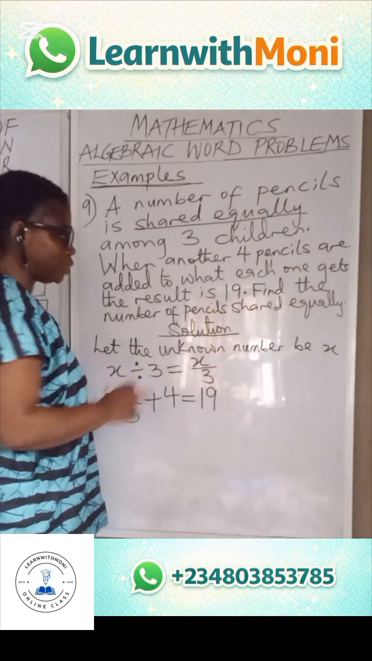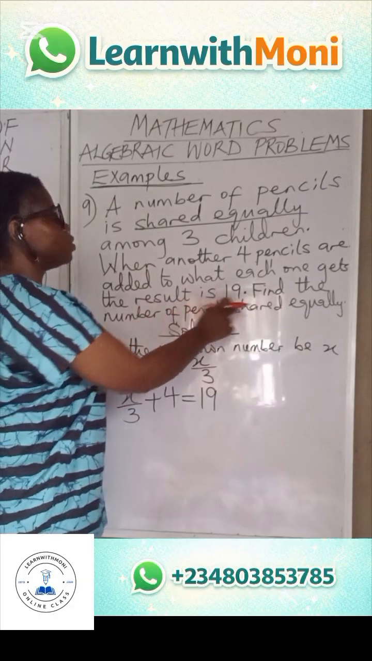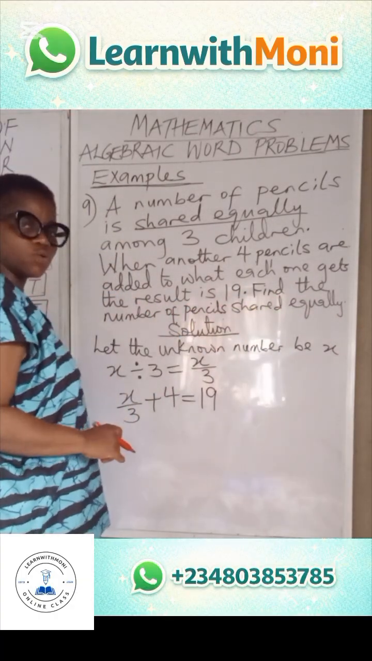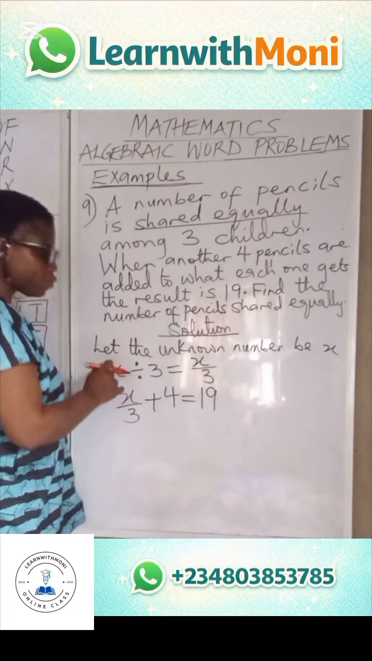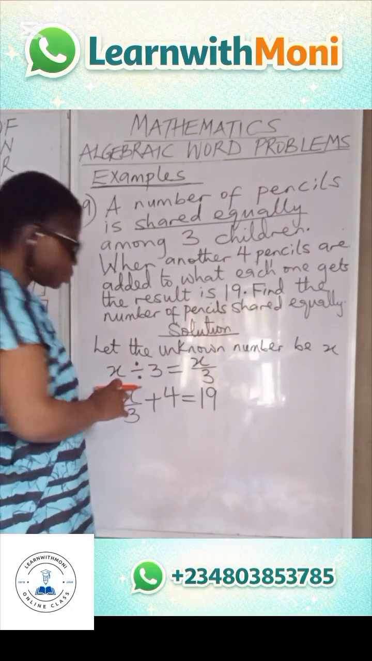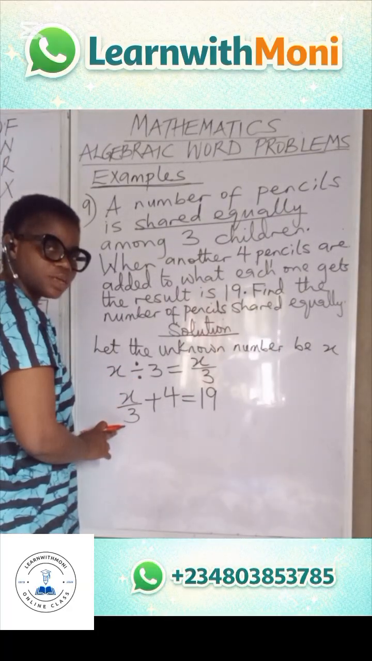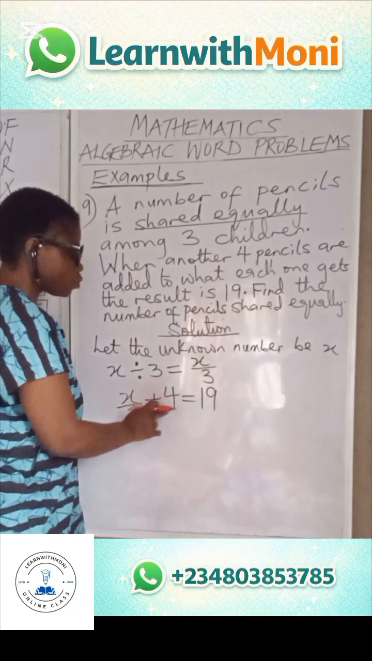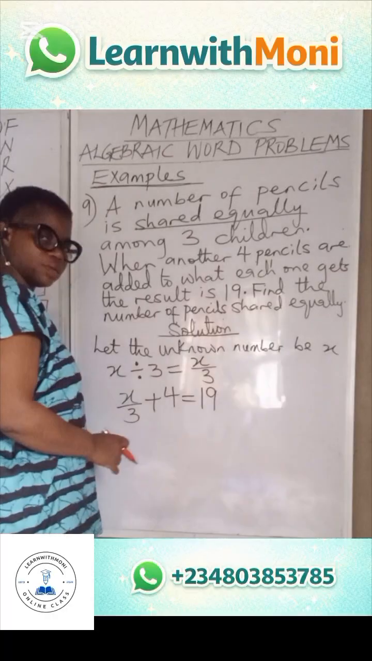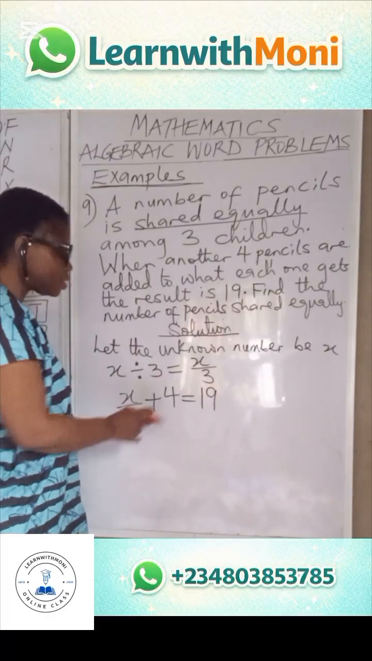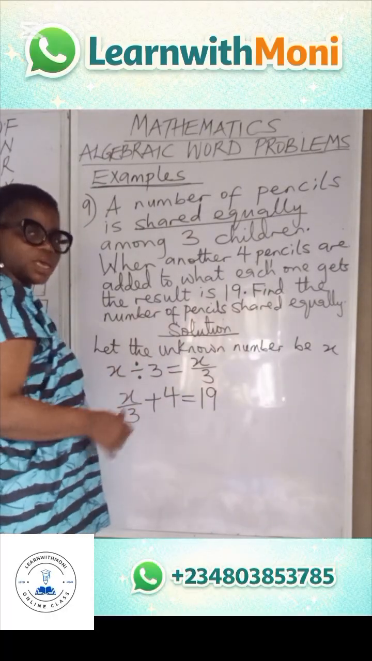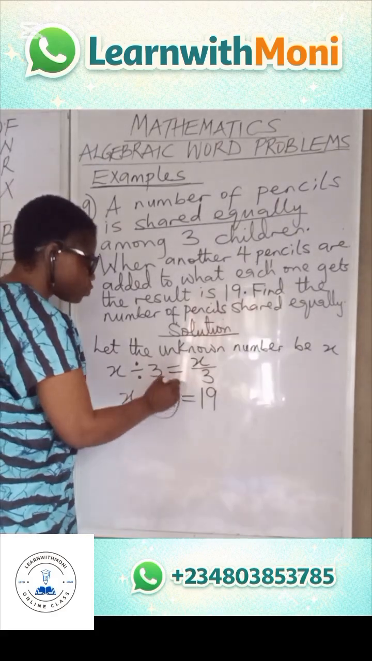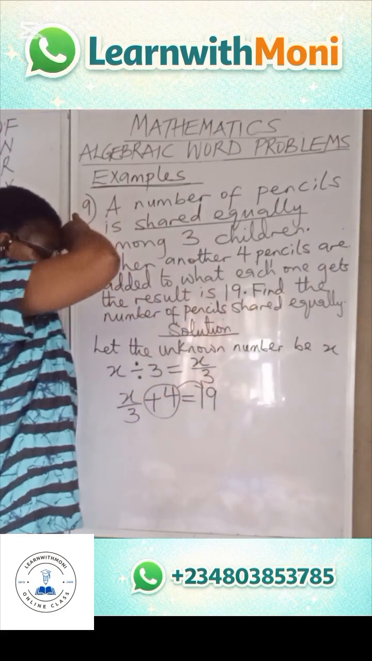Now we are asked to find the number of pencils shared equally, which is x. So we have to solve for x here. Reading this equation, it means x divided by 3 plus 4 equals 19. From reading it, we can see that plus 4 is farther away from x than this divided by 3. So we have to remove plus 4 first to the other side.